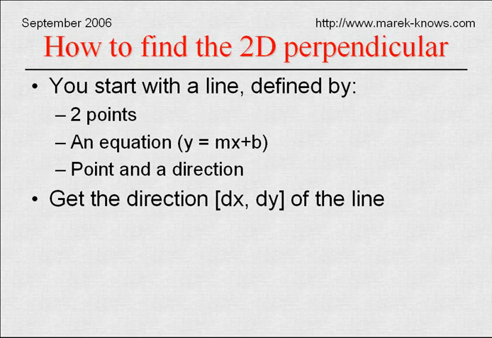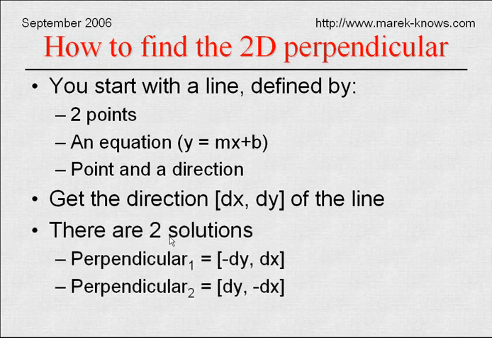When we have that line, we need to find the direction of that line. I'm just going to call the direction here the x component dx and the y component dy. There are always two solutions to the perpendicular, and the solution is either minus dy, dx or dy, minus dx. So the only difference here is this minus sign. If we have the direction, to find the perpendicular we just flip the direction components and put a minus sign in either at the x component or at the y component.